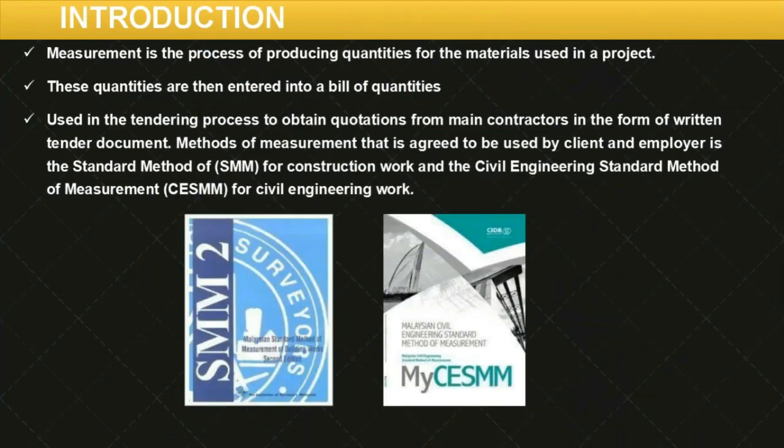Introduction. Measurement is the process of producing quantities for the material used in a project. These quantities are then entered into a bill of quantities used in the tendering process to obtain quotation from main contractor in the form of written tender document. The method of measurement that is agreed to be used by client and employer is the standard method of measurement, SMM, for construction work and the civil engineering standard method of measurement, CESMM, for the civil engineering work.